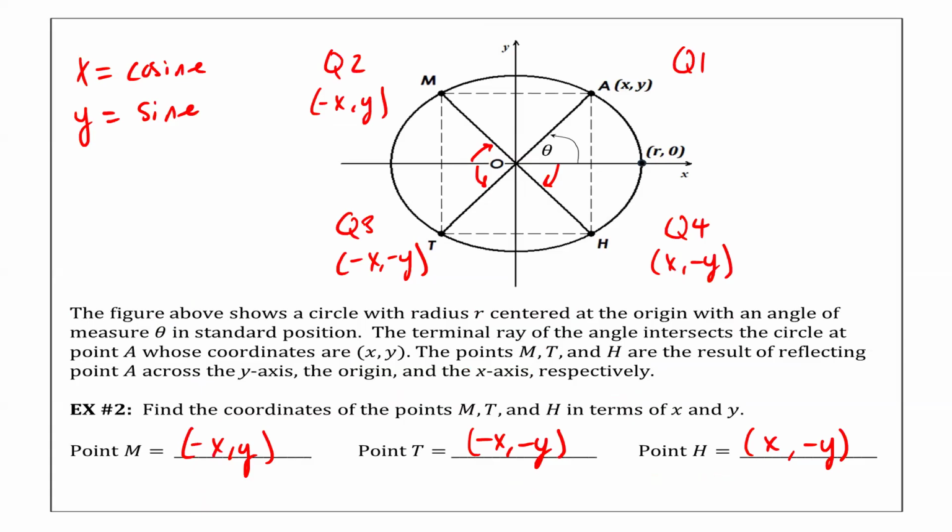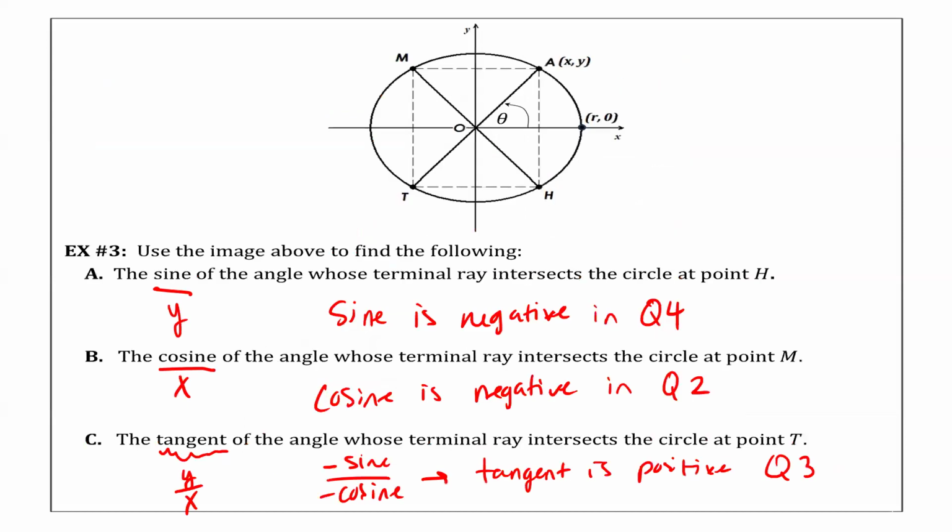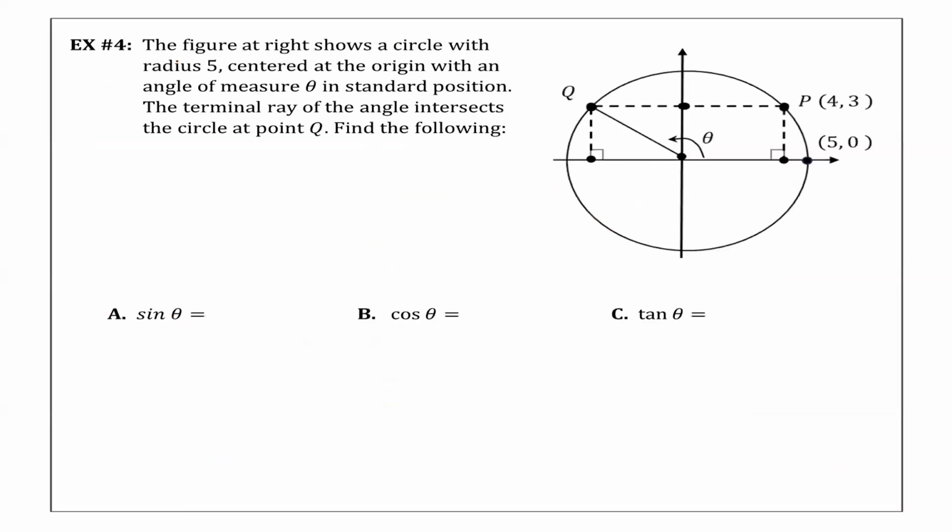In quadrant 1, x's and y's are positive. In quadrant 2, negative x's, positive y's. Quadrant 3, negative x's and negative y's. Quadrant 4, positive x's, negative y's. And based on what we've written already, we know that x equals cosine and y equals sine. And that's all you're doing, relating what they are.